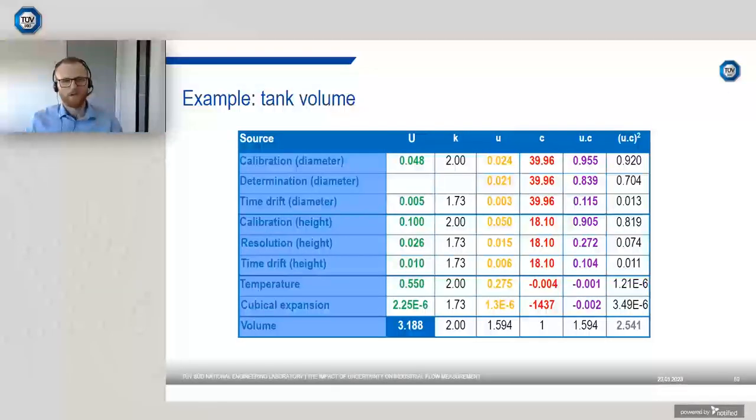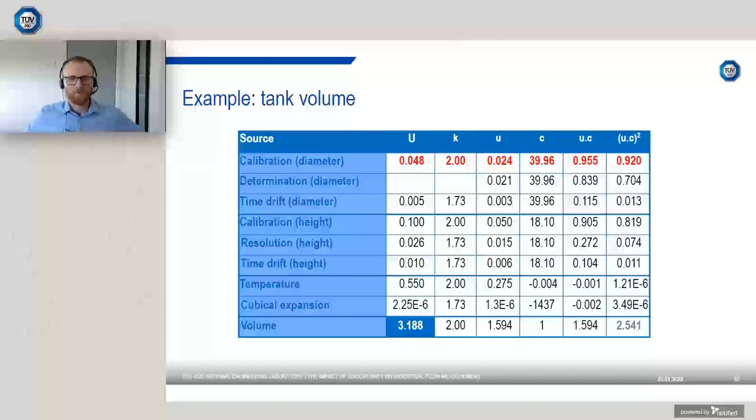What I would note here is that in the last example, we didn't have more than one source per parameter, but now you can see for the diameter, there's a few sources of uncertainty. There's a drift with time, there's a determination of the diameter, and there's also a calibration uncertainty. And similarly, there's multiple uncertainties for the measured height of the tank. And the uncertainty value is 3.188 in whatever units are used.